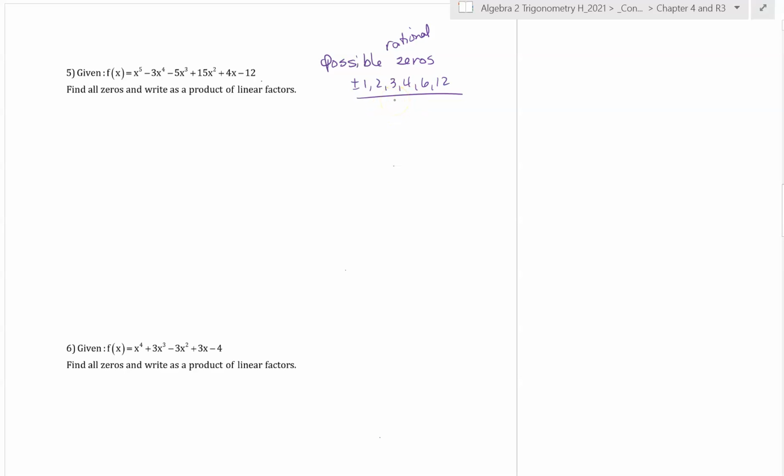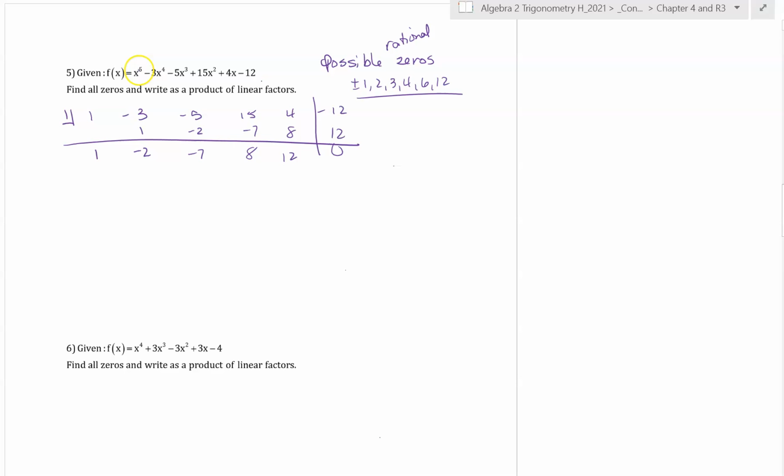So I don't have a calculator. Since I don't have a calculator, I just have to start trying things. So I think what I'm going to do is try 1. Maybe it's a 0. Let's see. So I'll put 1 on the shelf. And notice I need 5 zeros total. So I bring the first number down, I multiply and add, multiply and add, multiply and add, multiply and add. Look at that. My remainder is 0.